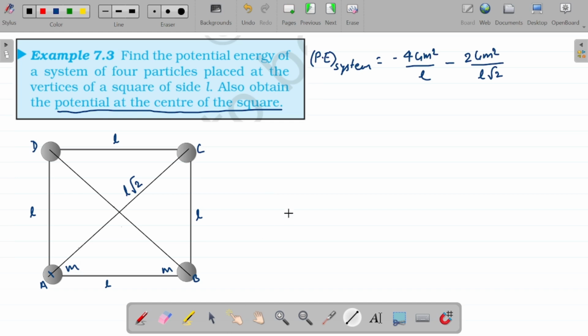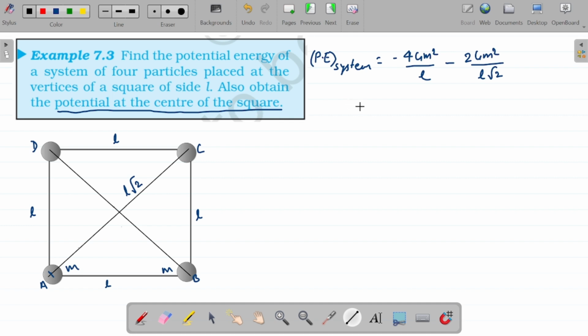Okay, let's continue our discussion. So in the last video, we solved what the potential energy would be for such an arrangement where four spheres are placed at the four vertices of a square. So we obtained the potential energy of the system here. Now there is another part. We have to obtain the potential at the center of the square.